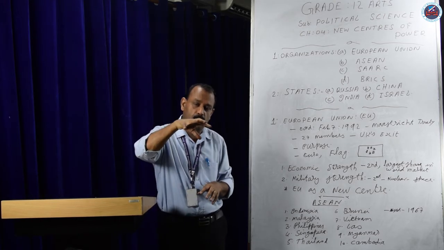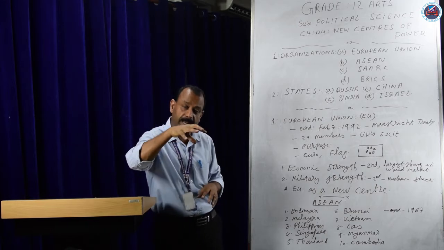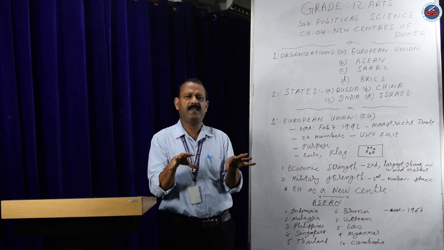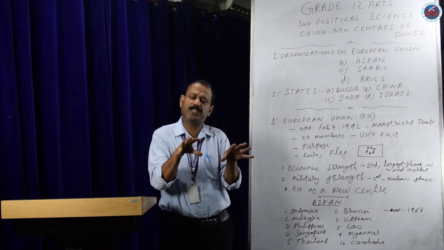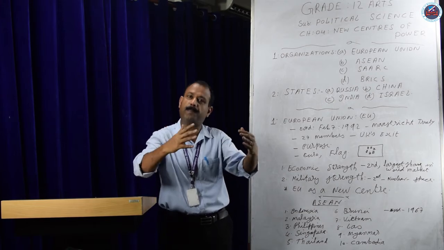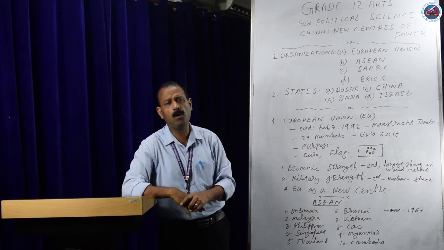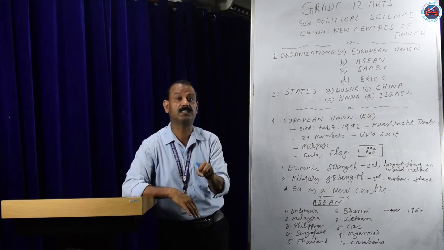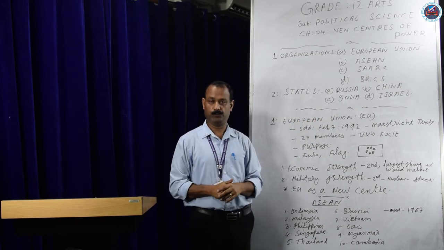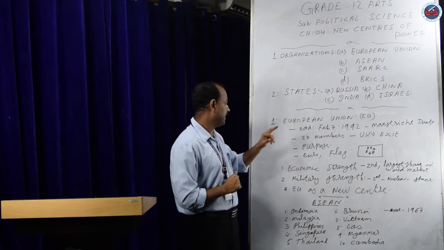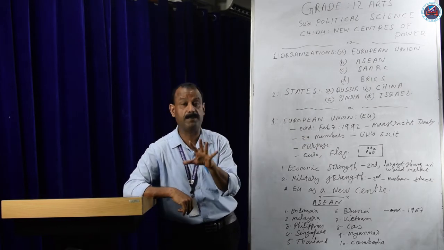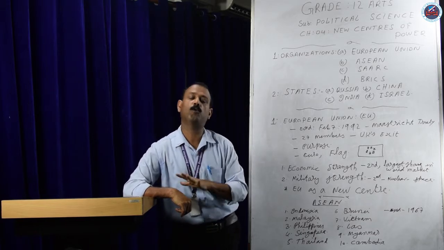So European Union is basically a union, an organization of European countries. Initially, there were only the Western European countries. But slowly, it spread to other parts of Europe. Today, almost all the European countries are members of this European Union or EU. At present, it has 27 members. 27 members means 27 member countries, all European countries.